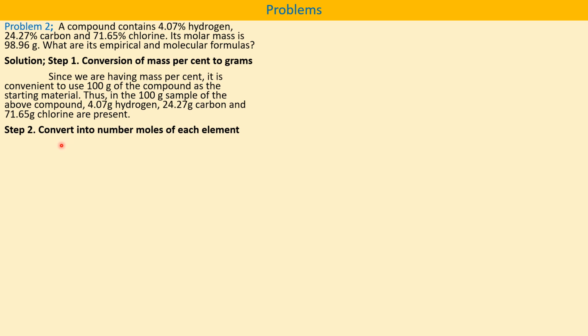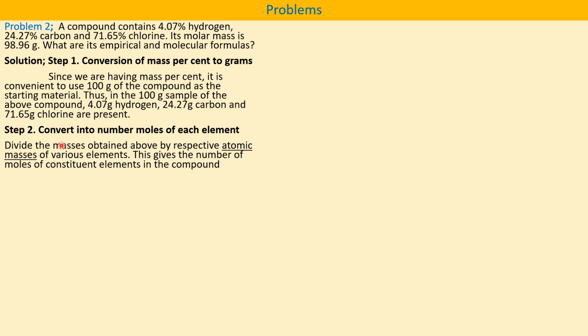Step 2 is to convert the mass of such elements into number of moles. For doing this, divide the mass obtained above by the respective atomic masses of the various elements. This gives the number of moles of constituent elements in the compound. Therefore, the moles of hydrogen equals 4.07 grams divided by 1.008 grams. That comes to 4.04. This is a ratio, hence there is no unit here.